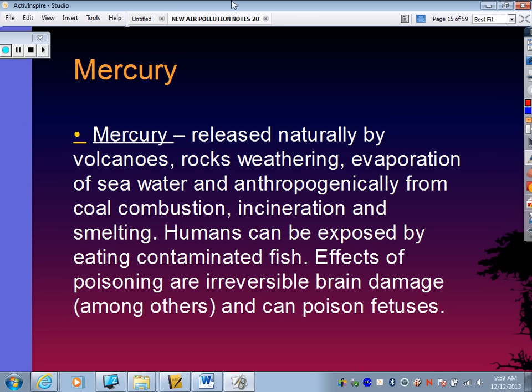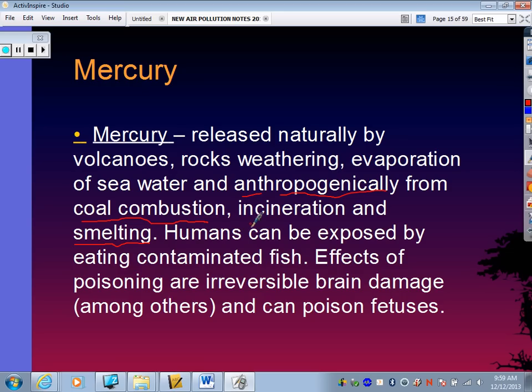Mercury. Mercury can be released naturally from volcanoes, weathering of rocks, and evaporation of seawater. Anthropogenically, meaning for man-made reasons, from coal combustion. That's the big one here. And this is another big downside to using coal. Not only does it burn really dirty and give off sulfur, but it also gives off mercury. So bad. Incineration of stuff can give off mercury, and then smelting, which we already talked about before, that's releasing the metal from an ore, can give off mercury as well.